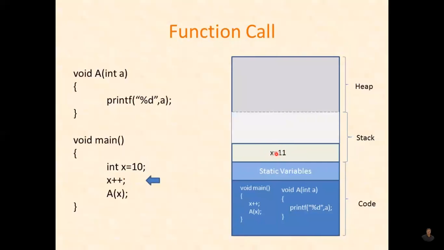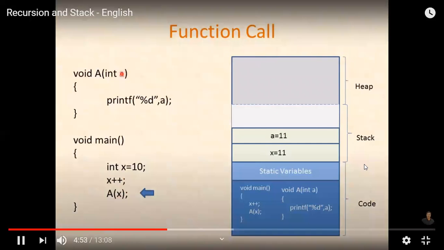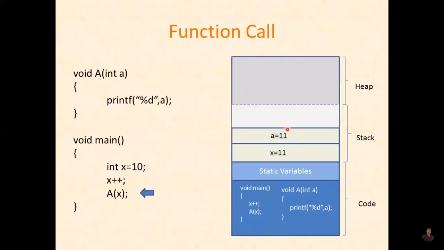x++. x is incremented. Now you can see the moment A is called, its activation record is created. The memory for the variable of A is allocated inside the stack. This is the activation record for function A, and this is the activation record for function main. You can see that main has not yet terminated, it has not yet ended, but it has called function A. So the activation record for function A is created.